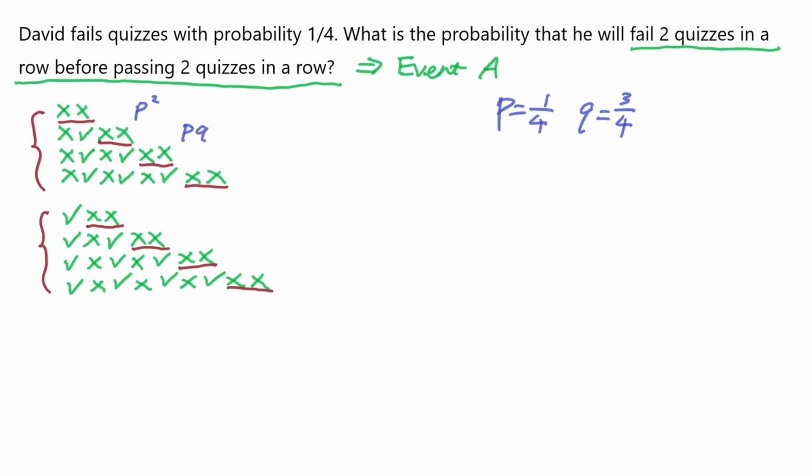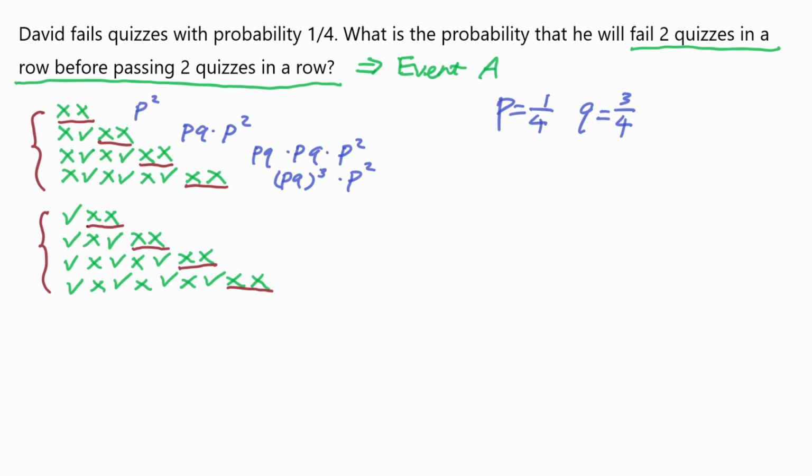P times Q times P squared. Next one, PQ times PQ times P squared. Well, you see the pattern: PQ and then P squared. Basically, for each additional pair of pass and fail, we just multiply by another PQ.